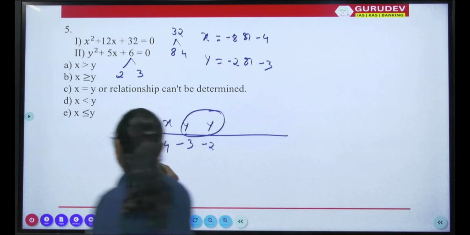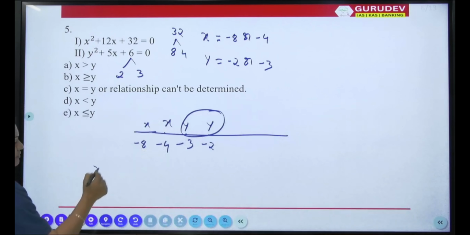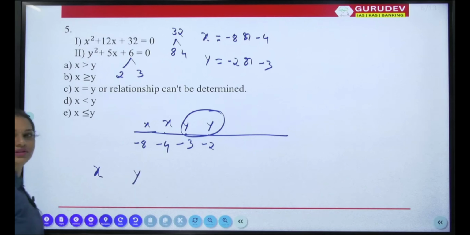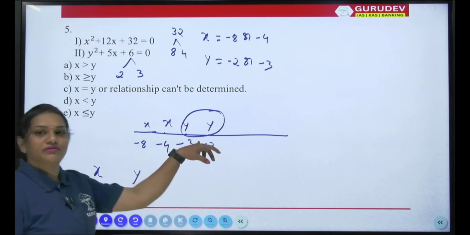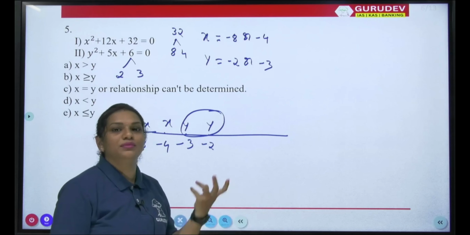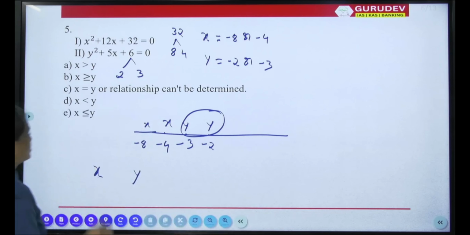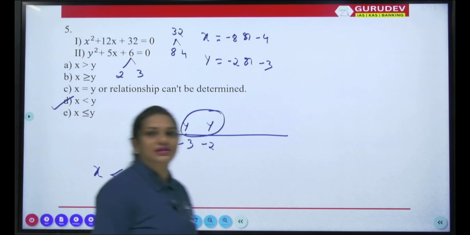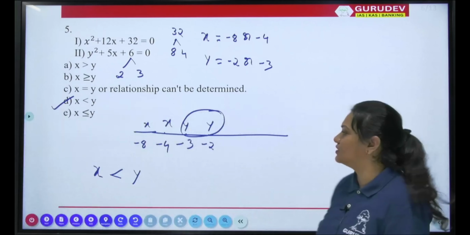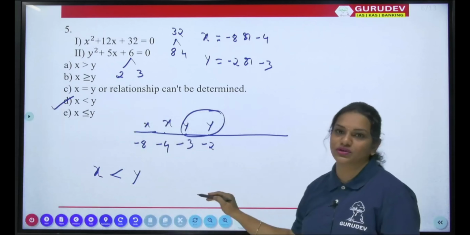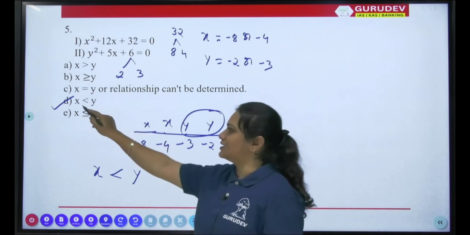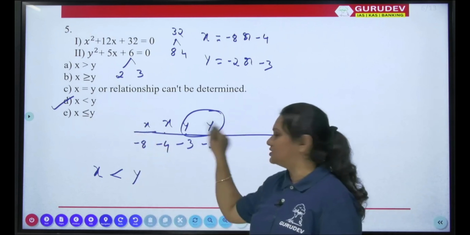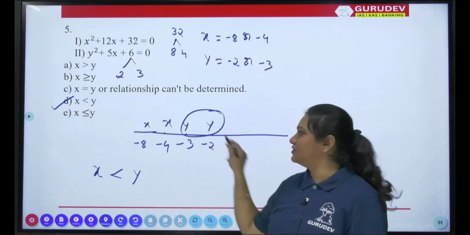As the rightmost variable is y, if I compare x and y, y will be the rightmost thing, so the y value will be greatest. So it is option D: x is less than y. It is not equality because there is no common root here. So y is greater here. I hope it is clear for everyone.